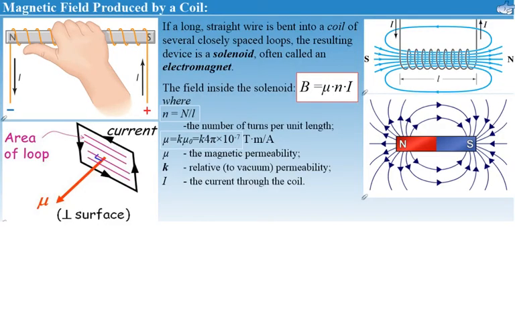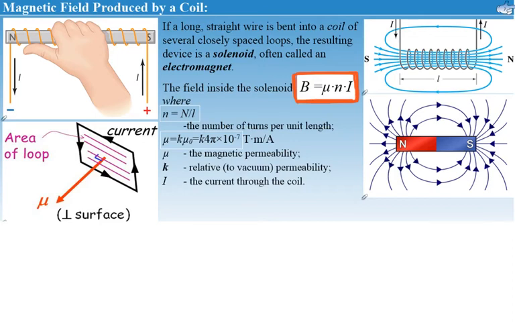So we talked about the right-hand rule when we have a coil or solenoid, and if a long straight wire is bent into a coil of several closely placed loops, the resulting device is called a solenoid or electromagnet or a coil. So the field inside of the solenoid can be calculated by the formula that is provided. So you can calculate the magnetic field inside of the solenoid. We were talking about the right-hand rule and how to determine the direction of that magnetic field.